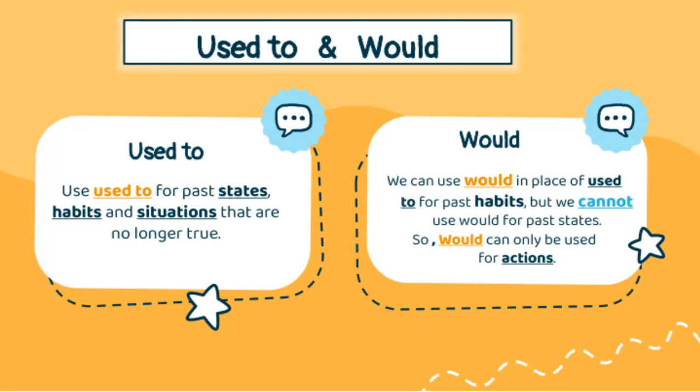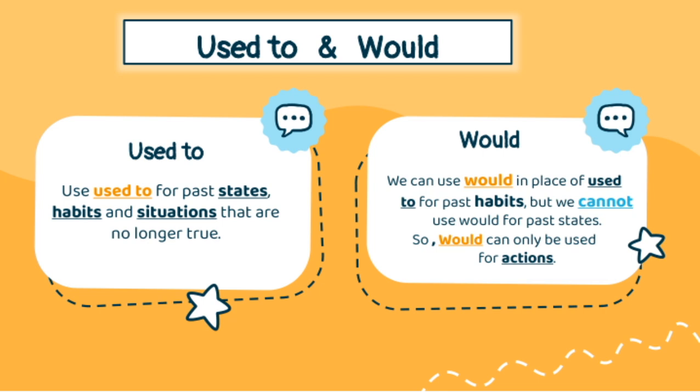So in this slide, I want to clarify something important about using would and used to when talking about the past. You can see that we can use would in place of used to when we're talking about past habits. For example, I would go jogging every morning, instead of used to go jogging every morning. But there's a key point to remember. We cannot use would for past states.